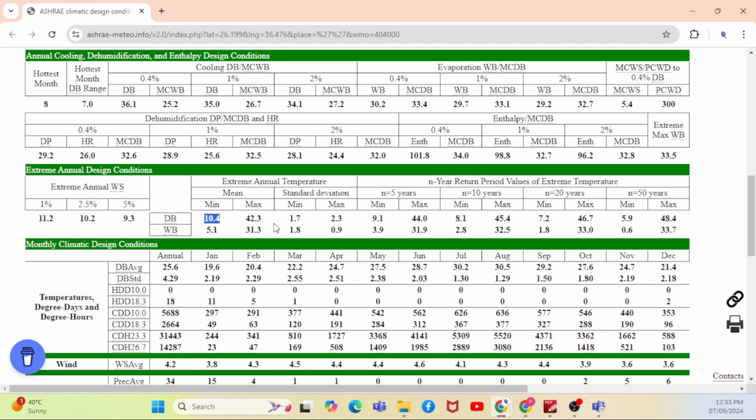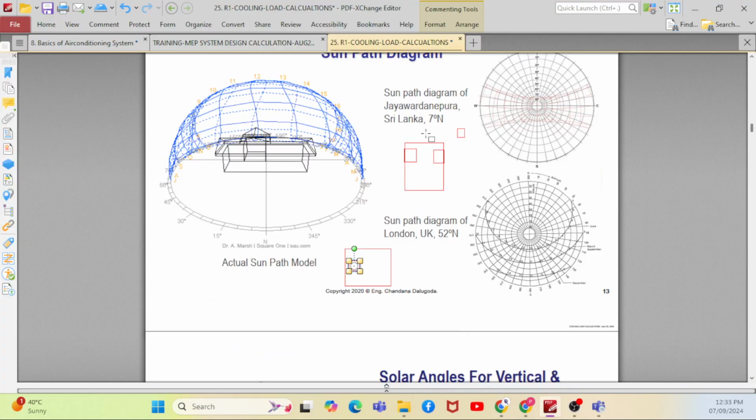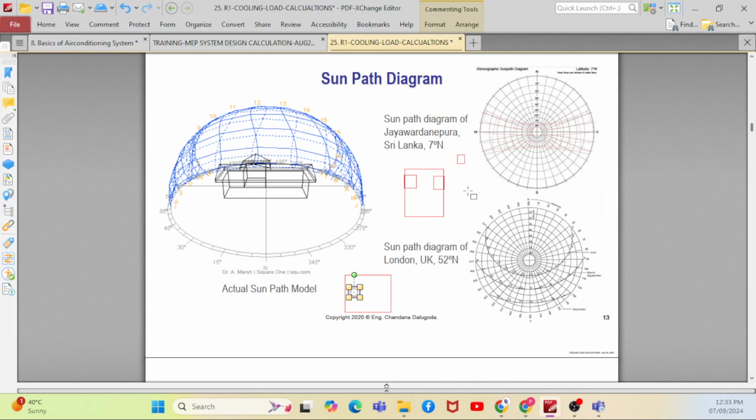Either you are heating or cooling, it will be the same heat equation, and we will cover it. When you consider the solar direction, your internal heat will be affected, depending upon the intensity. So temperature is very important.